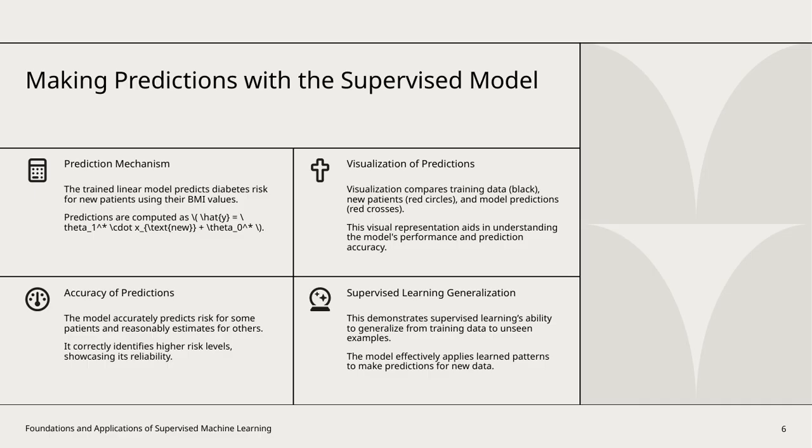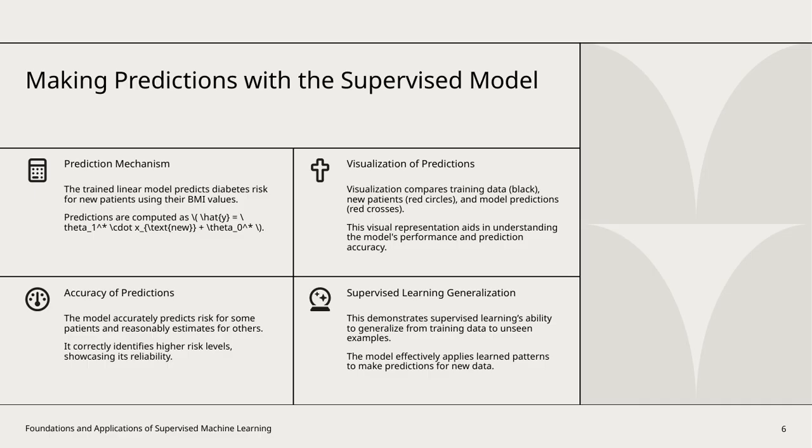Moving on to prediction accuracy, the model does quite well, correctly identifying patients at higher risk, which is crucial in a healthcare context. While it might not be perfect for everyone, its ability to distinguish higher risk levels demonstrates its reliability and practical utility. The visualization on the slide helps us understand this better. The black points are the training data, the red circles are new patients, and the red crosses show the model's predictions. This visual comparison allows us to see at a glance how well the model is performing, where it's getting it right, and where there might be room for improvement.